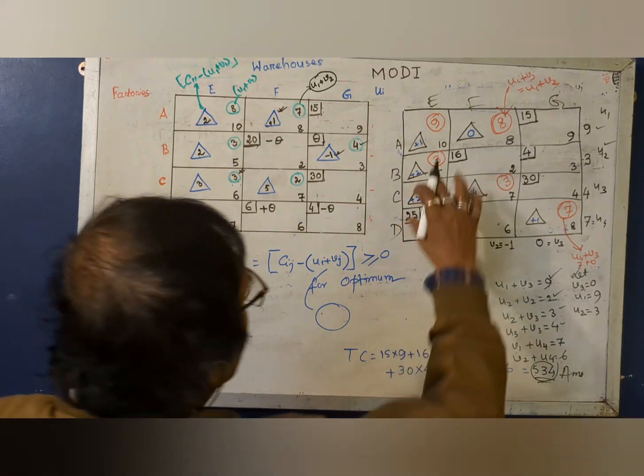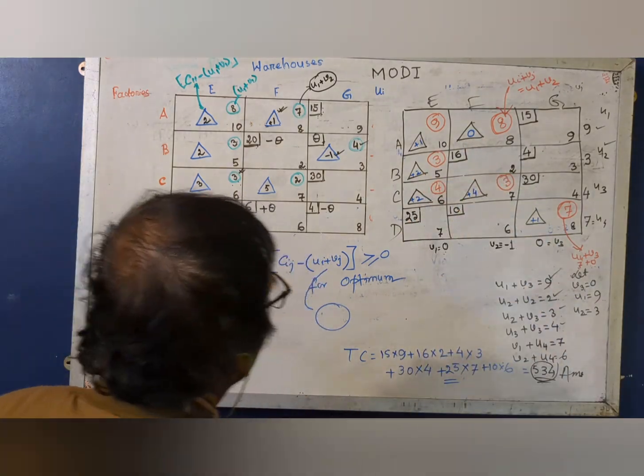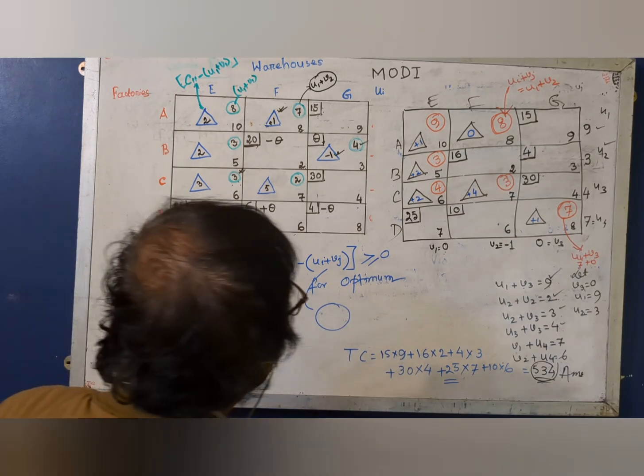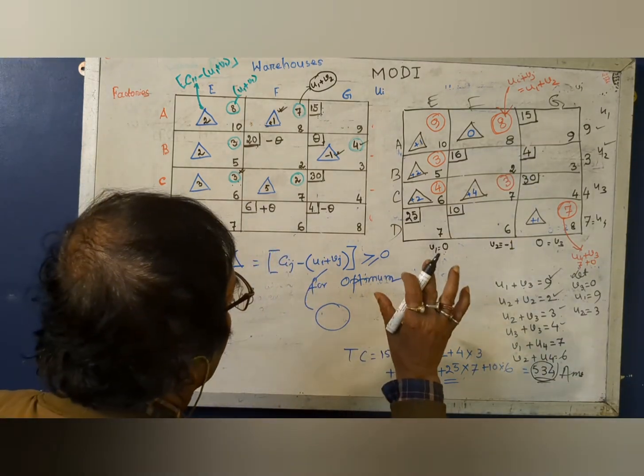If you try changing any allocation, if you deviate from this to any other allocation, you will see the cost will increase. That is the advantage of the Modi method.